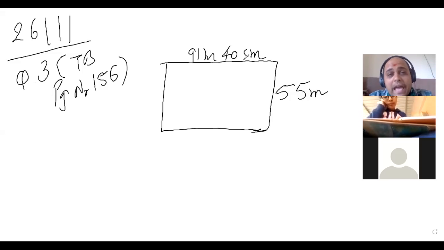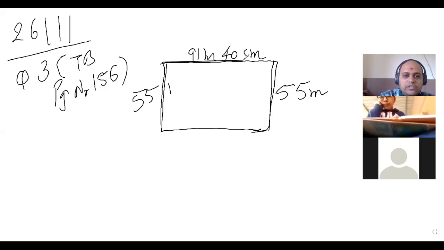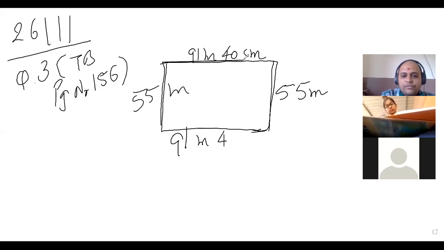Now for a rectangle, the opposite parallel sides are always the same. So we can put 55 meters here also, and this length will be 91 meters and 40 centimeters. Now we have to find the boundary.